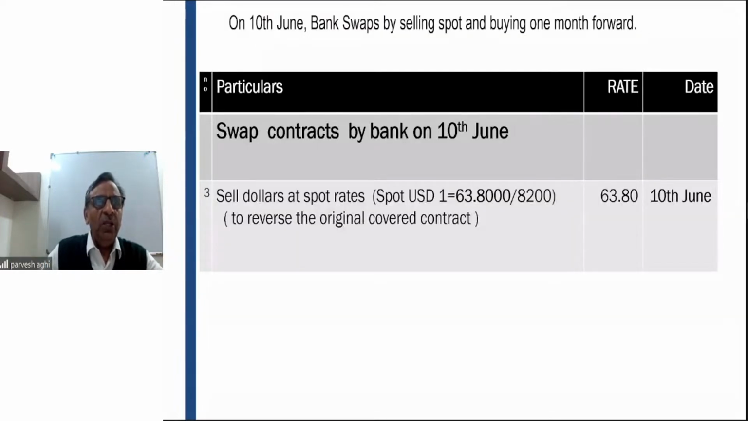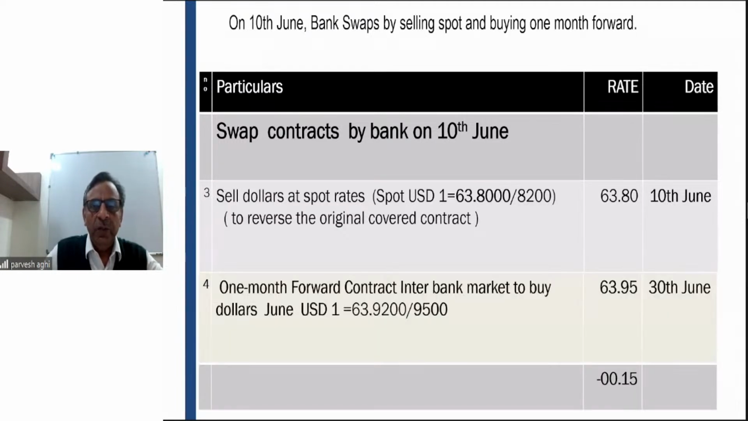Okay. Now on 10th June, what did the bank do? They need to now cancel the covered contract. Okay. So they sell the dollars at the spot rate on 10th June, to reverse the original covered contract. So they are selling, so the bid rate is applicable: 63.80. And at the same time they entered into a 1-month forward contract to buy dollars. Okay. So this was in anticipation. They bought dollars at the 1-month forward rate, which was 63.95. So they bought it at 63.95 and sold it at 63.80. So they made a loss, and this is called the swap loss.